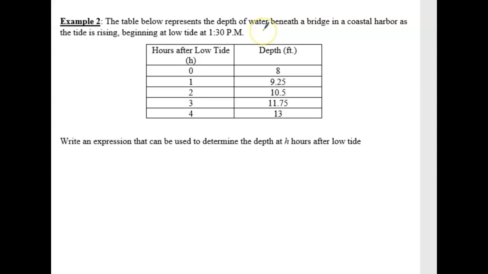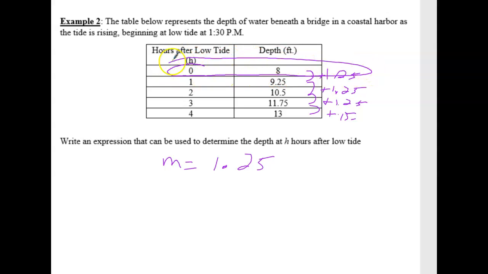The table below represents the depth of a water. So again, we're going to look at what's happening here each time. From 8 to 9.25 is going up by 1.25. Again, we go up by 1.25, and each time we're adding 1.25 to the previous number. So our slope, or the common difference, is going to be 1.25, because that's what we're going up by. Our starting point, and the nice thing is it actually gives us the 0th value, which is 8. So that's going to be the b in our equation.